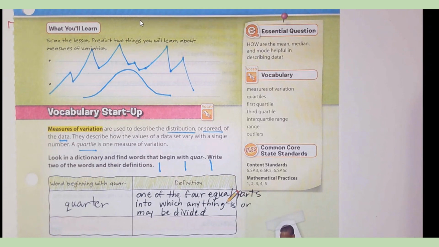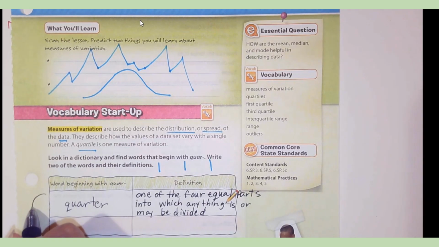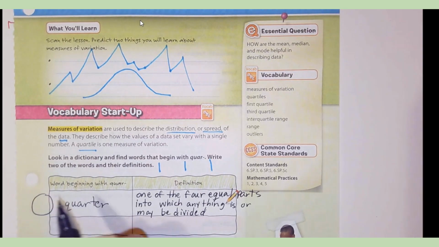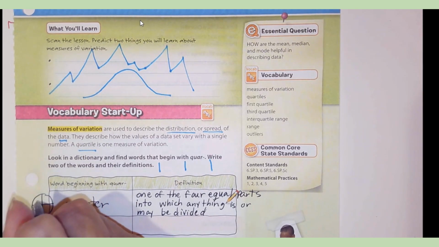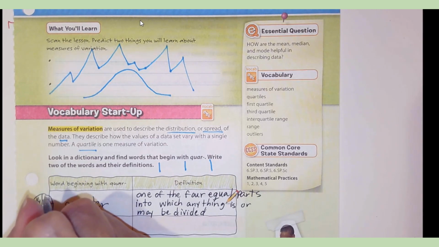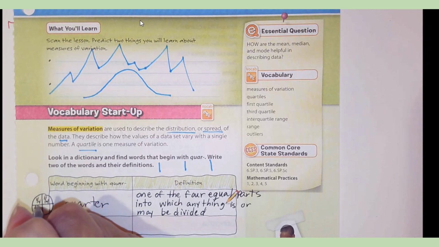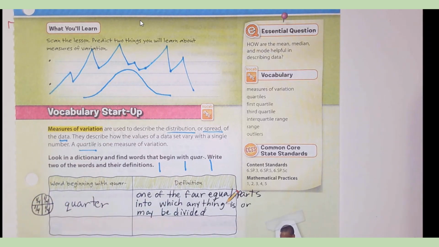Okay, students, so basically it's one of the 4 equal parts. So it would look something like this. Let's just say this circle here. One of 4 equal parts: 1, 2, 3, 4. So that is 1/4, 1/4, 1/4, and 1/4. Quarter.